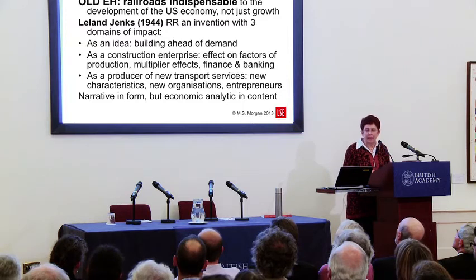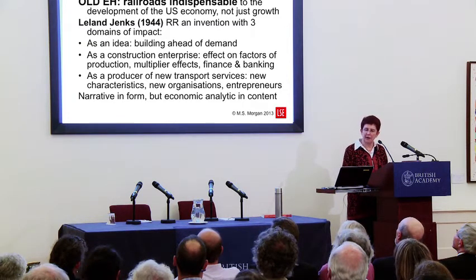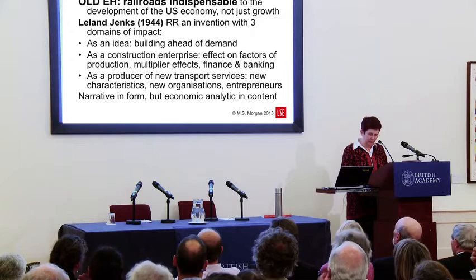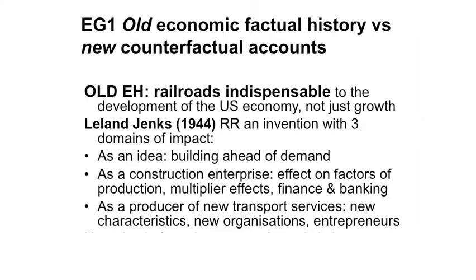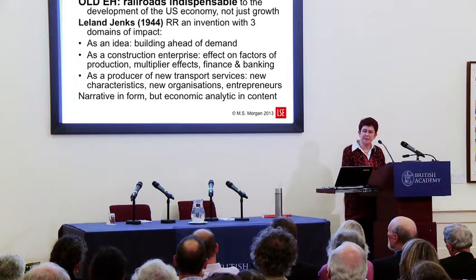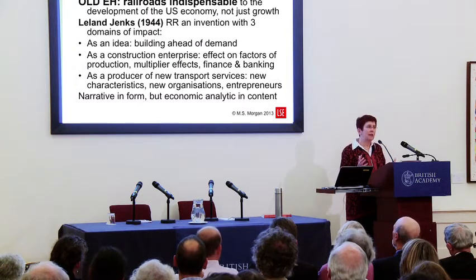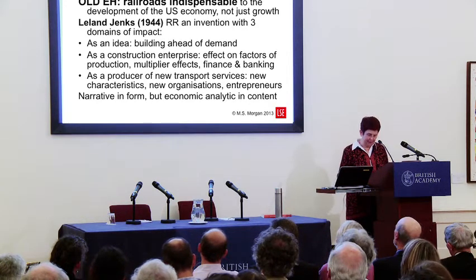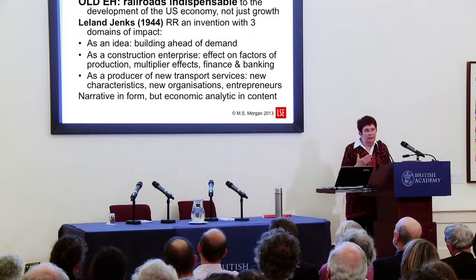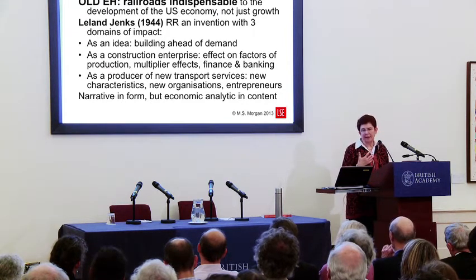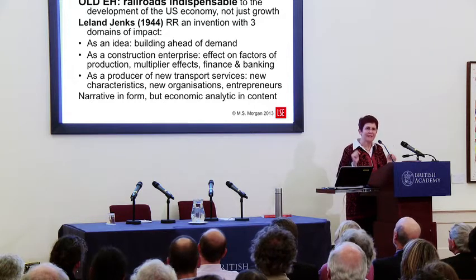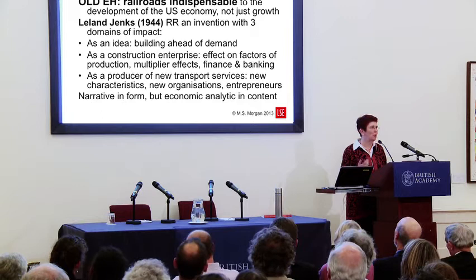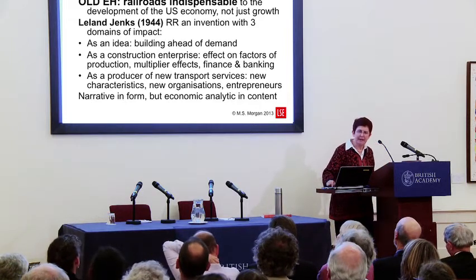And then only finally, as a producer of new transport services which had new characteristics of allowing, for instance, refrigerated trucks which allowed agriculture to specialize in different new goods further away from the urban centers. New organizations, very, very large organizations, new entrepreneurs, and, at least if we believe Chandler, the development of managerial capitalism. Leland Jenks' article is narrative-informed but economic analytical in content. It's an old-fashioned, in that sense, piece of economic history compared to what was about to come along instead.